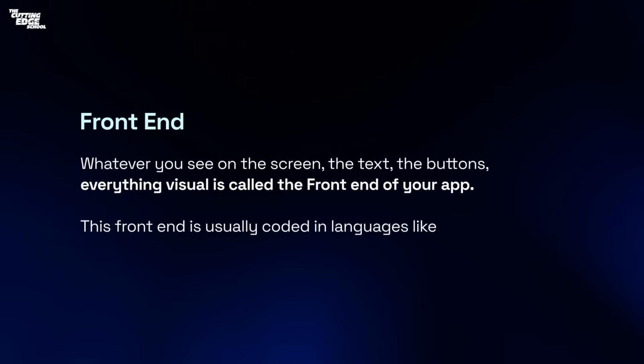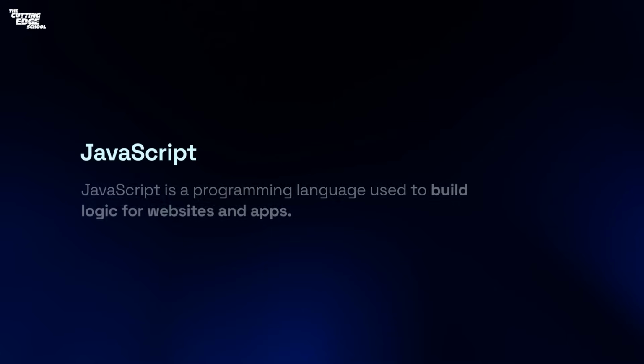And this front end is usually coded in languages like JavaScript and CSS. Now you don't need to learn any of these languages, but it's very, very important to know what they do individually. So let's first understand JavaScript. JavaScript is a programming language used to build logic for websites and apps.